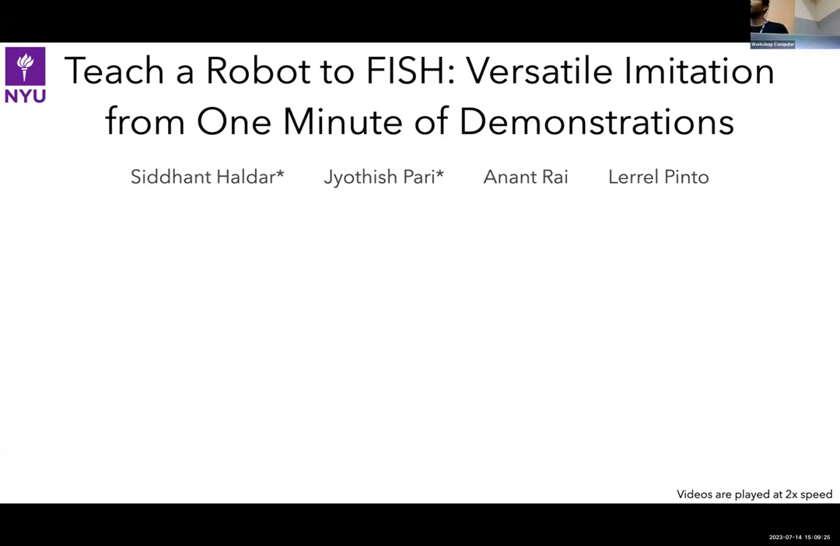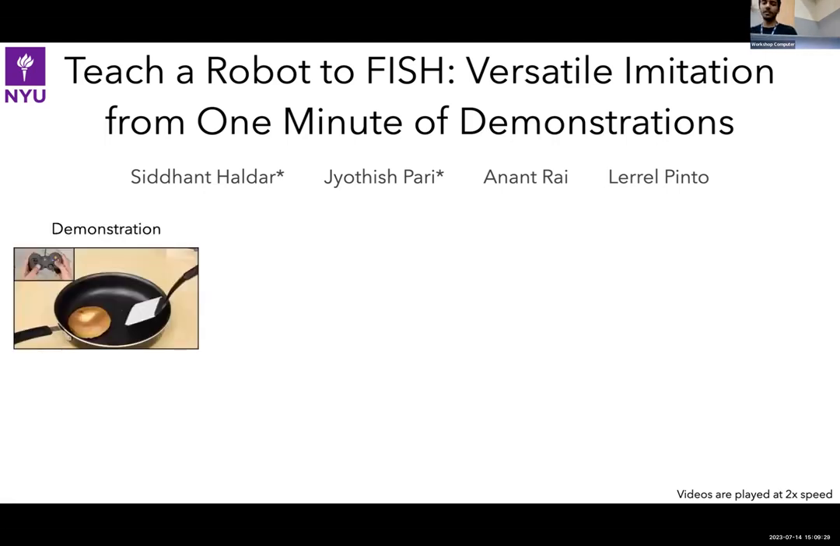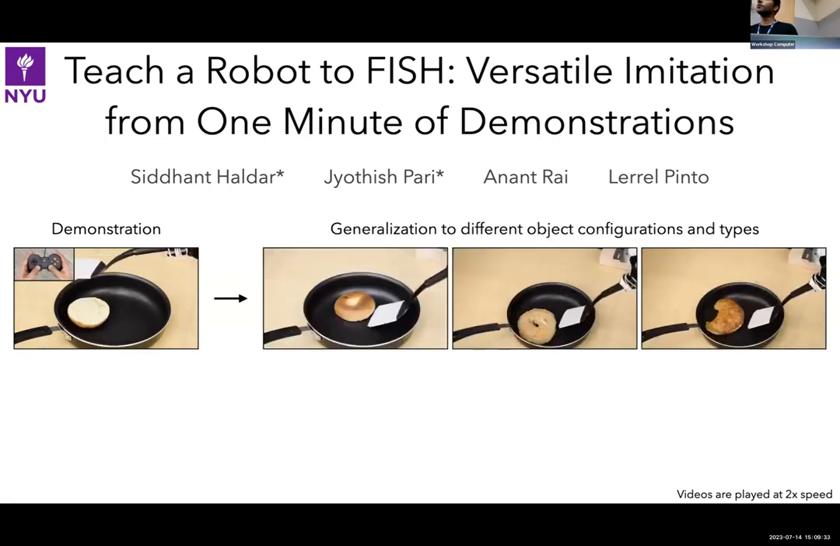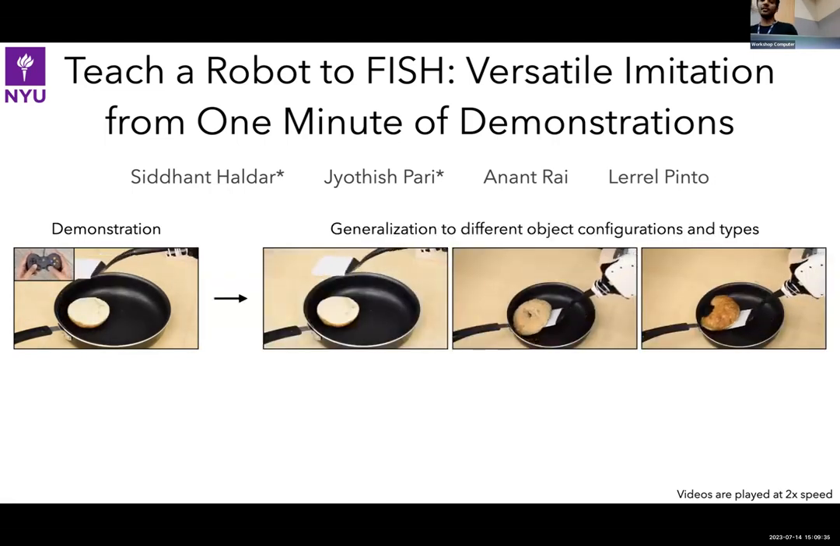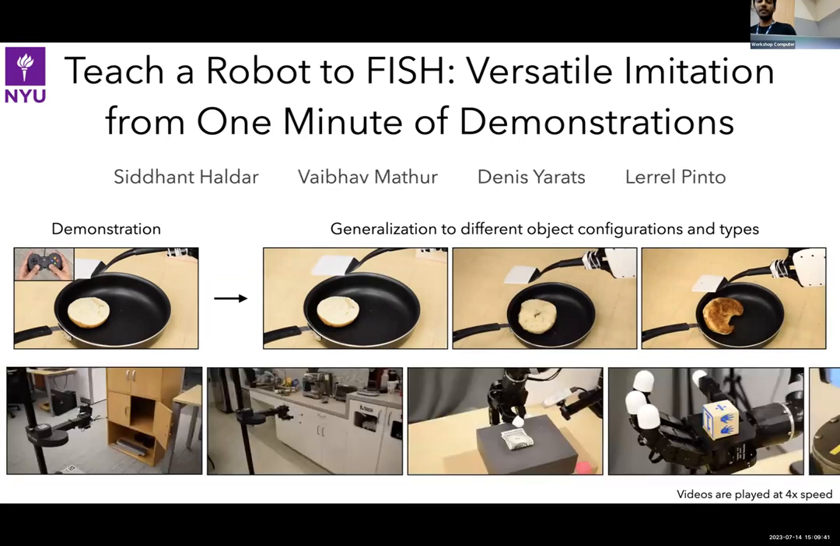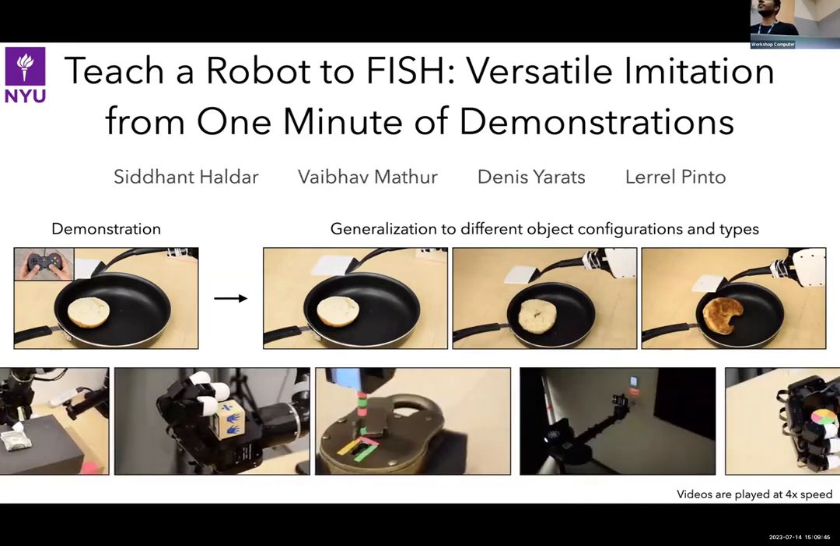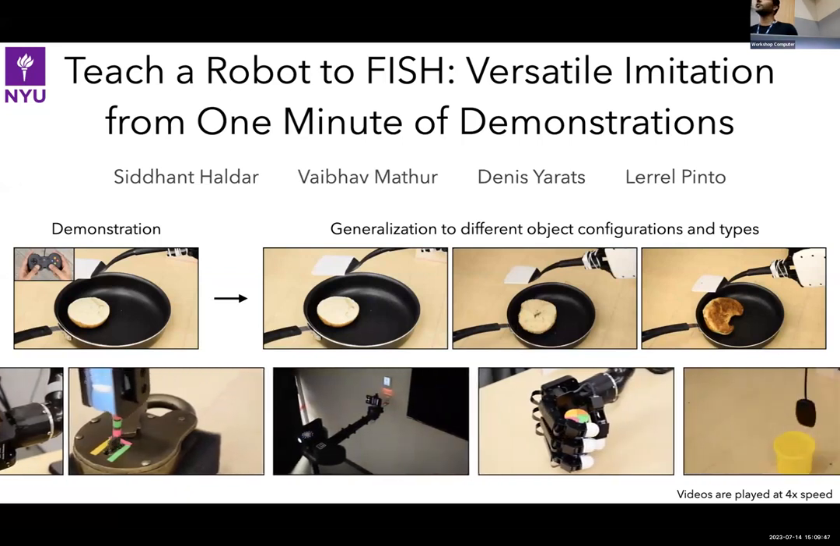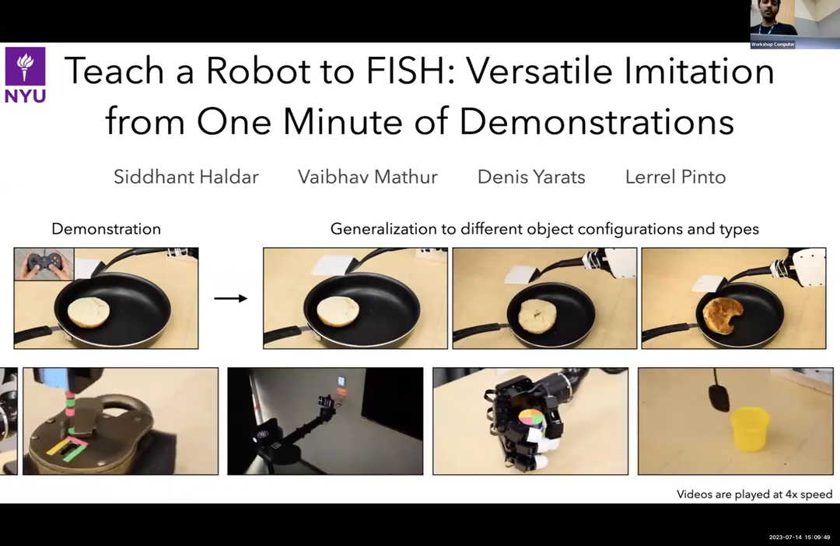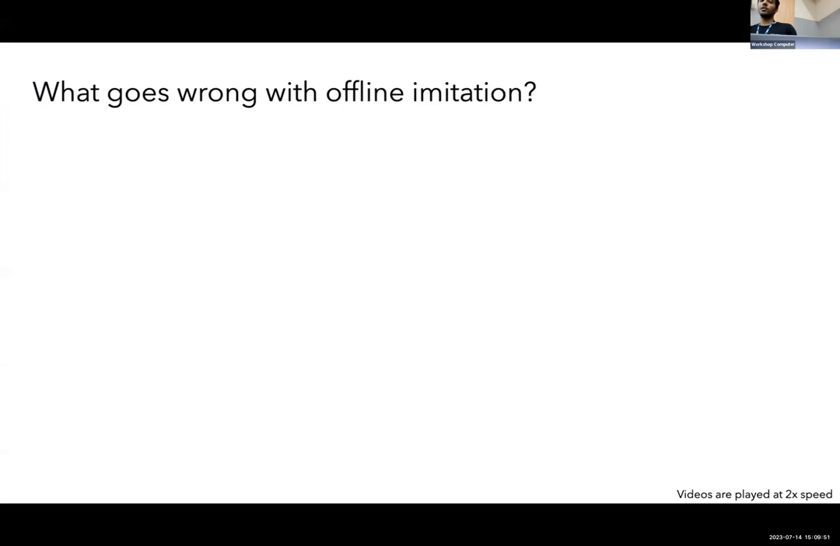Hi, I'm Siddhant and I'll be presenting our work on fast imitation. In this work, we provide a robot with a single minute of expert demonstration and propose our method, Fast Imitation of Skills from Humans, or FISH, which generalizes to different object configurations and types with minimal online learning. We evaluate the versatility of our approach by running it on a variety of tasks across different robot morphologies and different action spaces. Let's look at what goes wrong with doing offline imitation on small datasets.